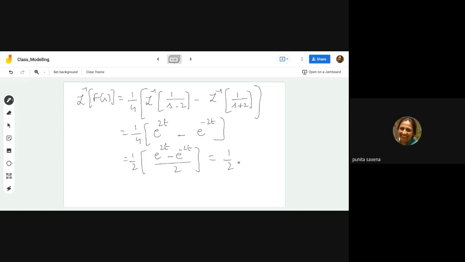What is that? Sine hyperbolic 2t. But 1 by 2 sine hyperbolic 2t. Is that okay?